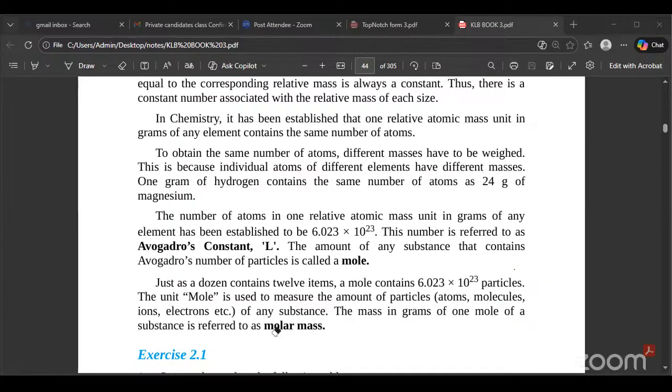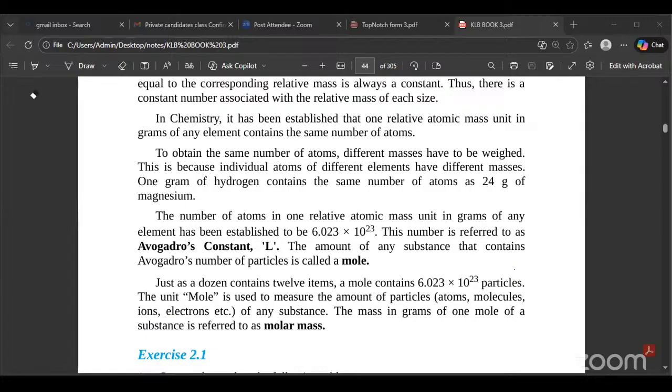Now, what is molar mass? We'll define some of those things. The mass in grams of 1 mole of a substance. So if you have 1 mole of a substance, the mass of that 1 mole in grams is the molar mass. It is in the name too. Mole, molar mass. So molar mass means mass in grams. It is given. There is a reason why it is written in grams.